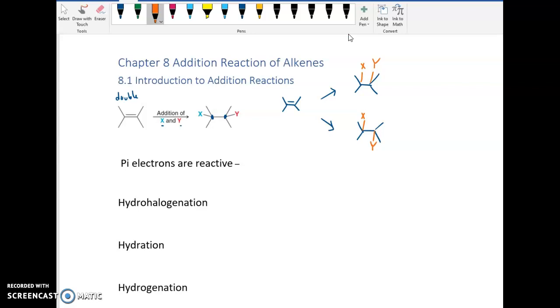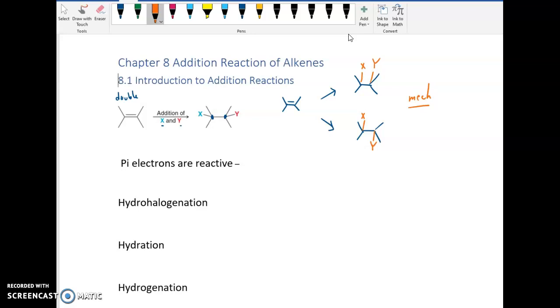The way you're going to determine which carbon gets the X and which one gets the Y, whatever we're adding, which ones add from the top and which ones add across the double bond, top, this could be the top or the bottom, of course, is you're going to need to know the mechanism. When we discuss each one of these addition reactions, there'll be a mechanism with it. And if you remember the mechanism, then you'll be able to figure out where to add the groups.